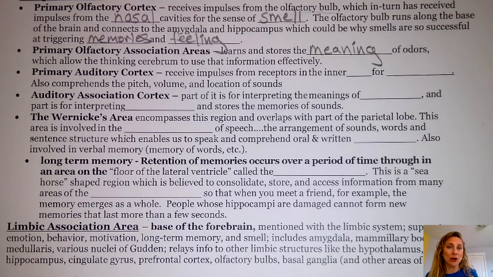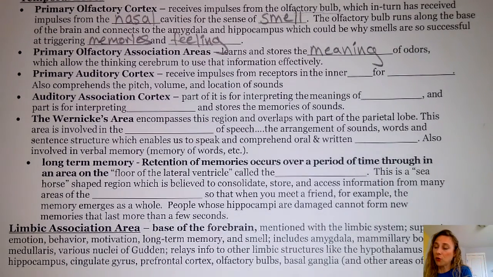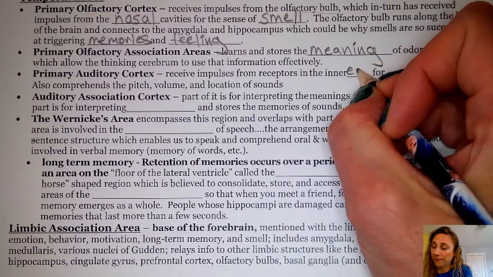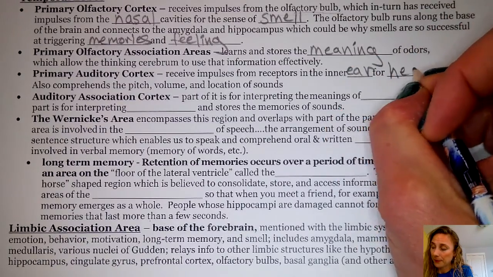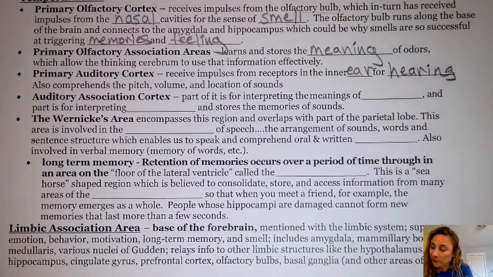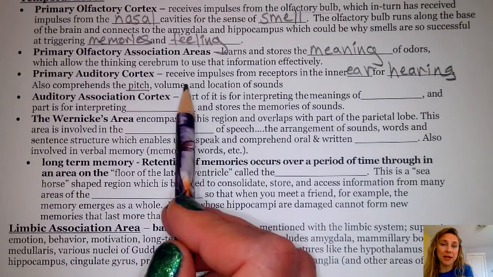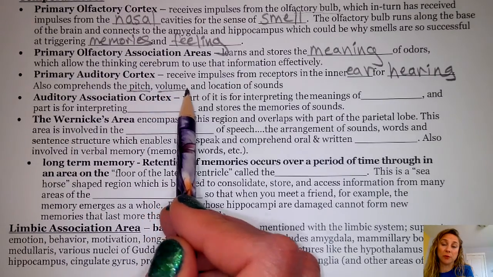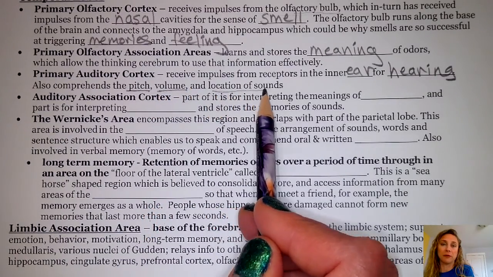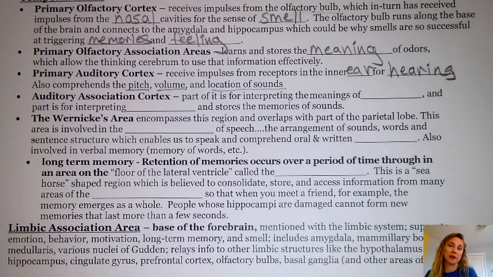Now we're going to talk about hearing, and we're auditory. Primary auditory cortex. So that makes sense that temporal region would be dealing with smell and with hearing, because it's right there, right? Temporal regions. But the auditory cortex receives impulses from the inner ear for hearing. And it's going to also determine like pitch, and it's matching pitch, determining volume, and being able to kind of locate sounds and stuff like that.